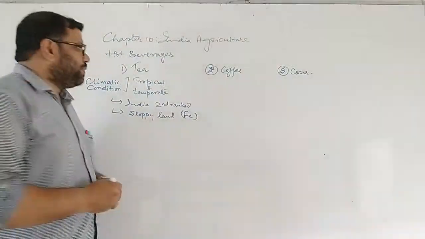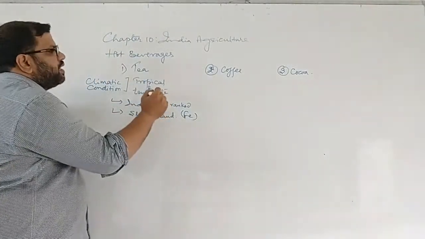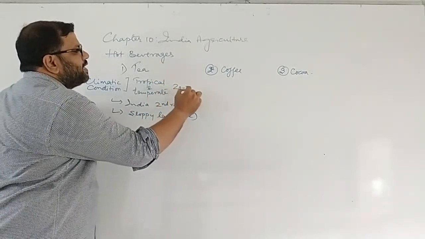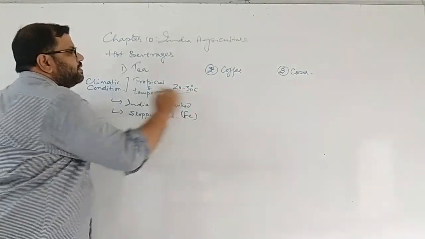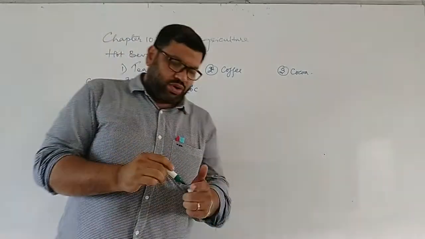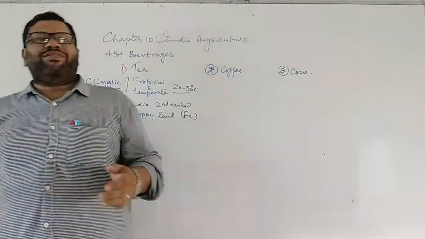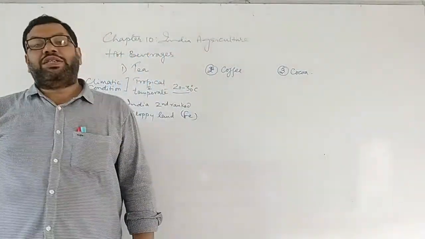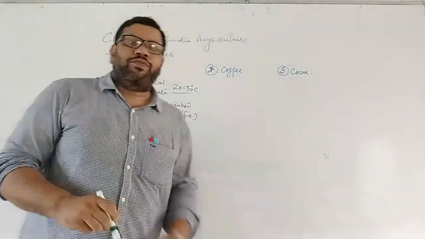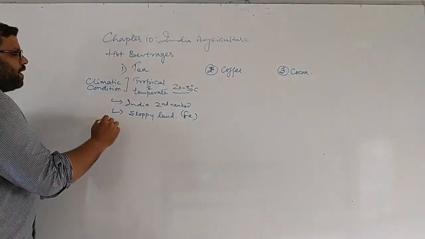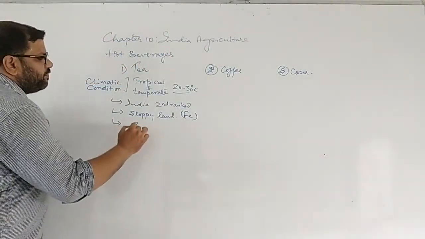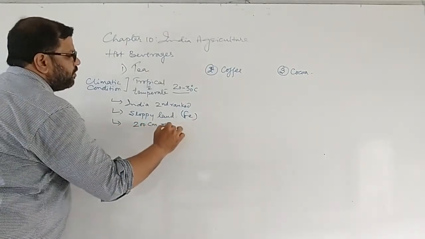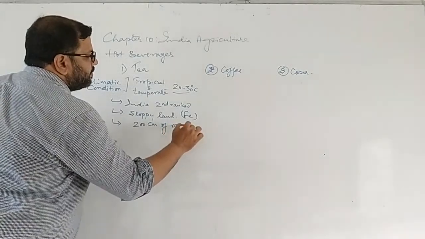The average temperature, which we have already talked about as tropical and temperate, is 20 to 30 degrees centigrade. So it is varying. It can survive at 22, at 28, and at 30 also. So this is an optimum temperature. As far as rainfall is concerned, we require plenty of rainfall. 200 centimeters of rainfall is required.